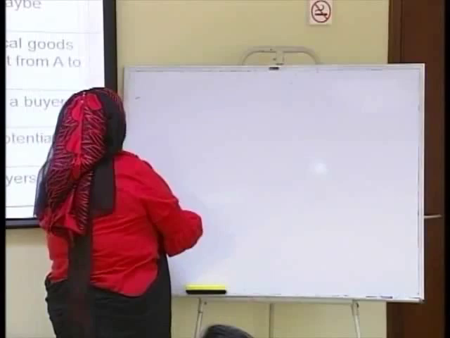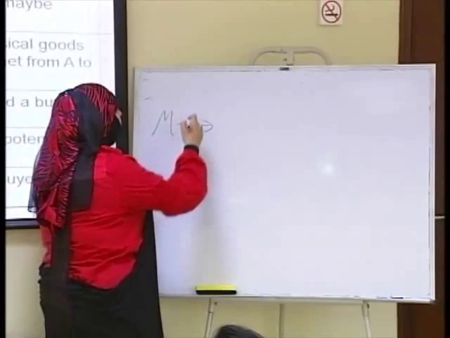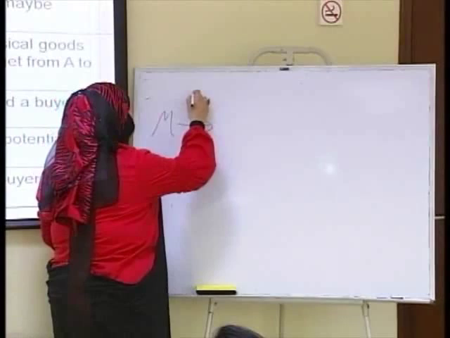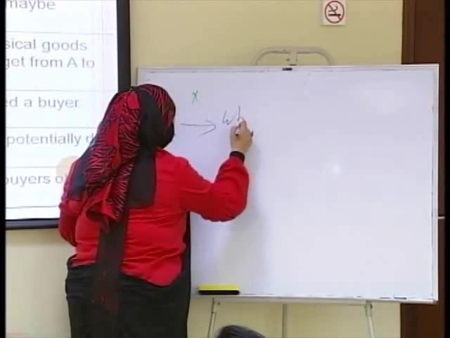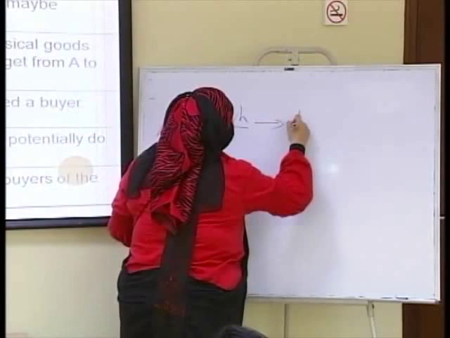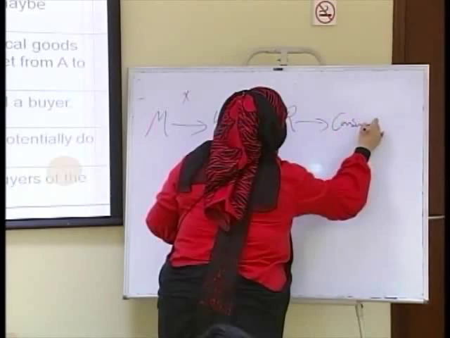Excellent. So for example, we have a manufacturer here, a manufacturing business which produces product X, and it sells it to a wholesaler. The wholesaler does not use the product, but resells it to a retailer. And then the retailer resells it to the consumer.